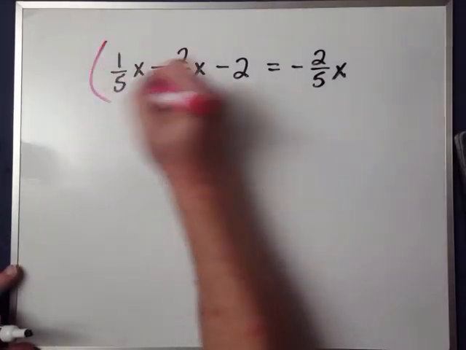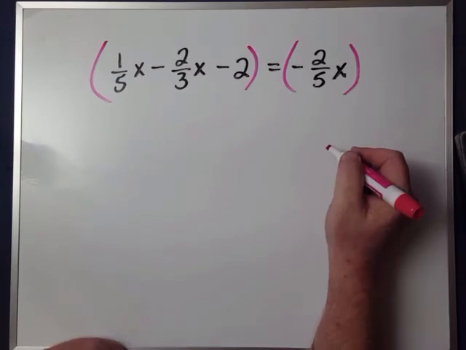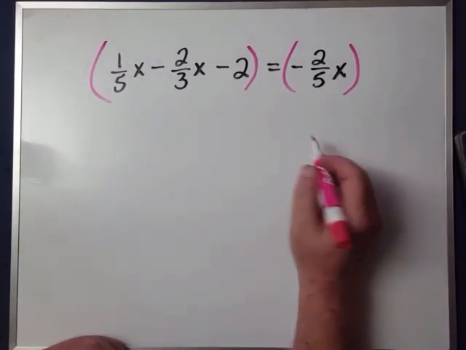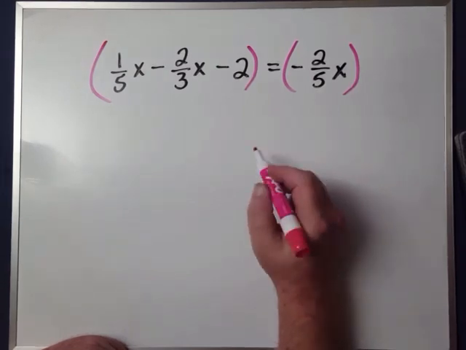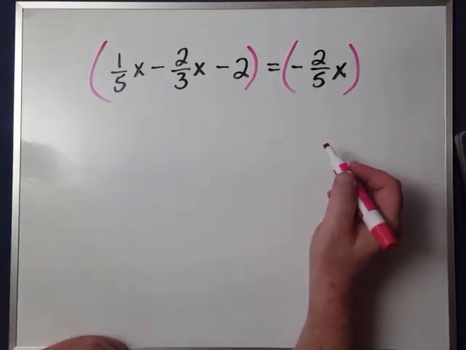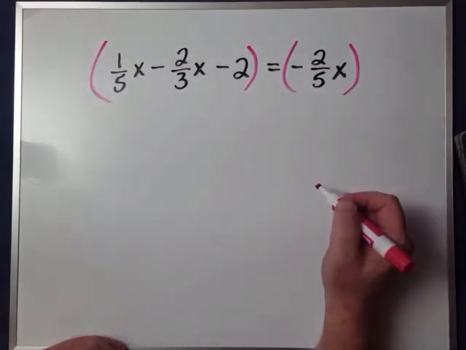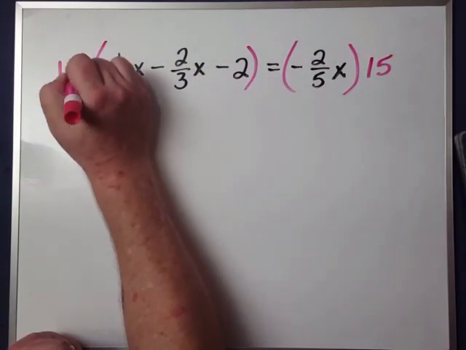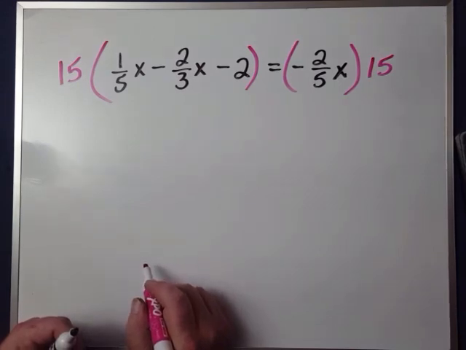Multiply both sides. Multiply both sides. When I say both sides, those big parentheses go up. Multiply both sides by the least common denominator of all the little fractions. My fractions have denominators of 5 and 3. Least common is 15. Multiply both sides by 15. This should clear the fractions from the equation.